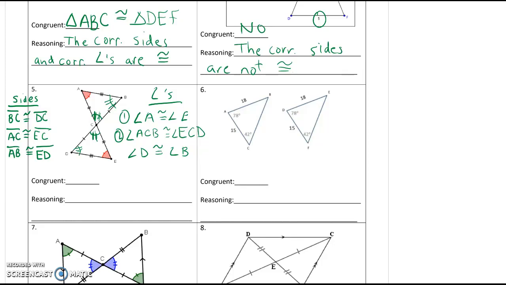So are the 2 triangles congruent? Yes. So triangle ABC is congruent with the corresponding triangle ECD. Okay, and the reasoning is that the corresponding sides and corresponding angles are congruent.